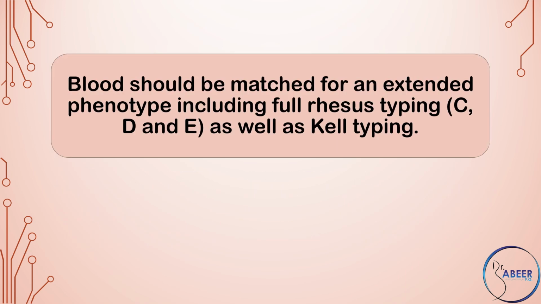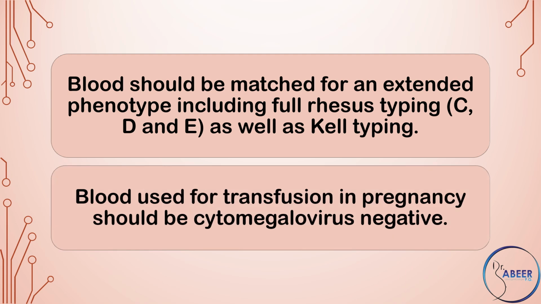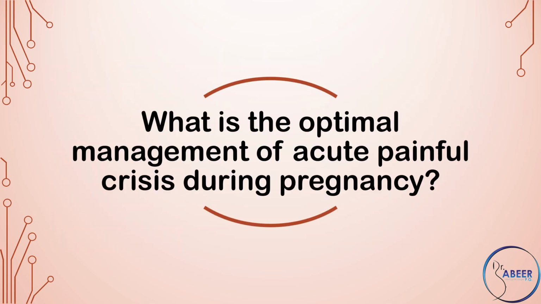Blood should be matched for an extended phenotype, including full rhesus typing, C, D, and E, as well as KEL typing. Blood used for transfusion in pregnancy should be cytomegalovirus negative. What is the optimal management of acute painful crisis during pregnancy?